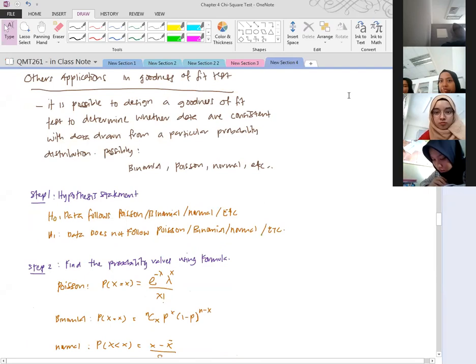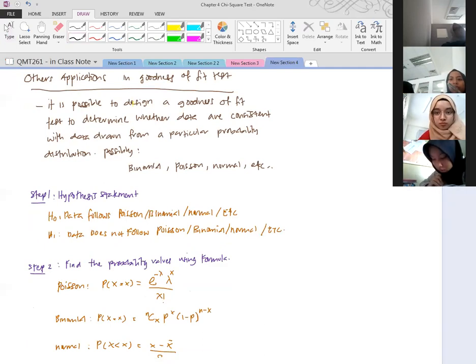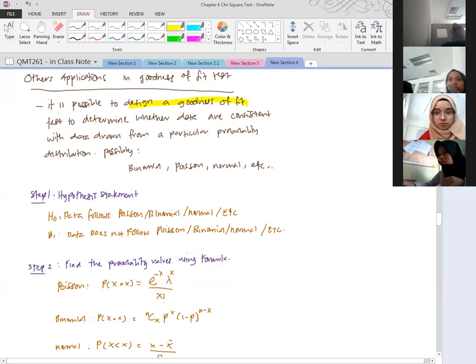So other applications of the goodness of fit test: it is possible to design a goodness of fit test to determine whether the data are consistent with data drawn from a particular probability distribution, such as binomial, Poisson, normal, uniform, and others. But you need to understand the steps. Once you understand the steps, then everything is going to be very easy.